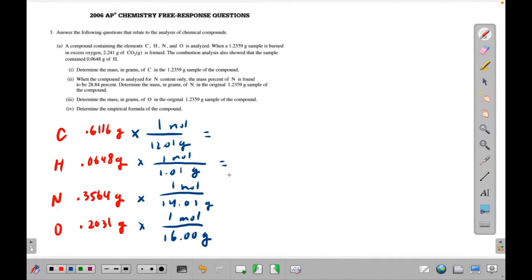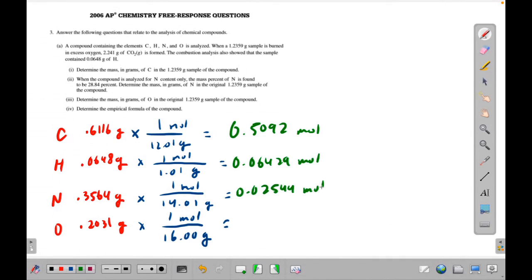All right, so when we plug all those into the calculator, because yes, this is an FRQ, so we would have access to our calculator, it's 0.5092 moles, and we get 0.06429 moles, and we get 0.02544 moles, and we get finally 0.01269 moles. Okay, dude, we can't just write like carbon 0.5092 and hydrogen 0.06429. Nope, you're right. We didn't screw up. Everything's good.